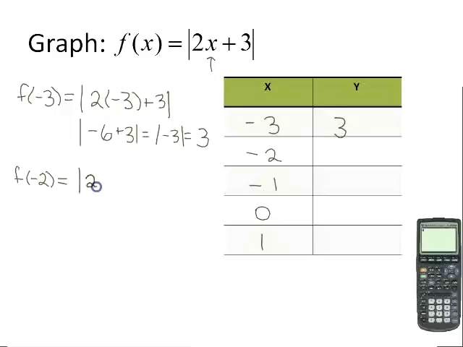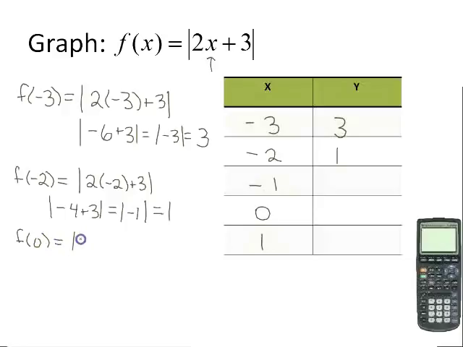Now I want to plug in -2. So I have the absolute value of 2 times -2 plus 3. So I want to do the work inside the absolute value bars. That'll be -4 plus 3 inside the absolute value bars. So I have the absolute value of -1. Absolute value of -1 is 1. So I have a y coordinate of 1.